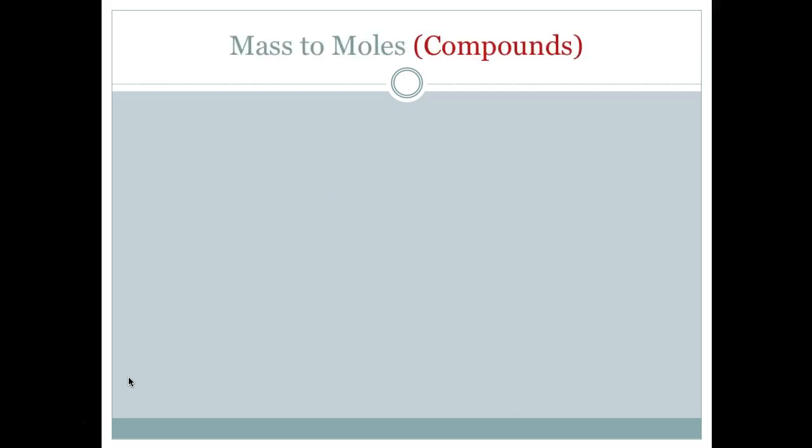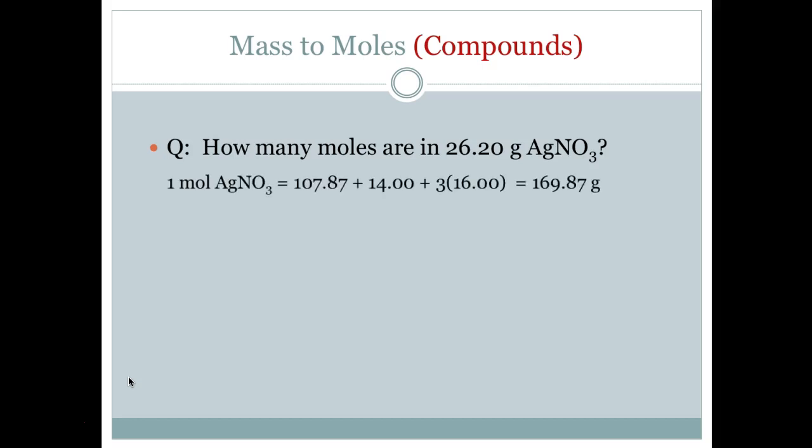Now let's go the other direction, from mass to moles for a compound. This question reads, how many moles are in 26.20 grams of AgNO3? Again, we need to start by finding the molar mass of AgNO3. Using the periodic table, we add 1 mole of silver and 1 mole of nitrogen and 3 moles of oxygen to give us a molar mass of 169.87 grams.